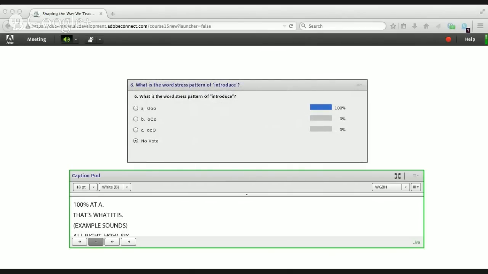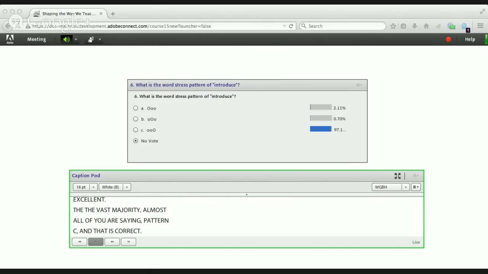Great, perfect. Introduce, introduce, introduce. Which syllable is getting the most stress? First, second, or third? Introduce, excellent. The vast majority, almost all of you are saying pattern C. And that is correct. It's the last syllable that is getting the most stress in this word.